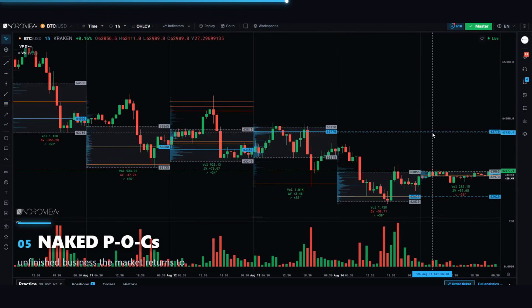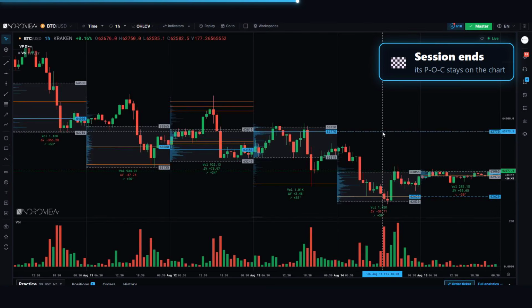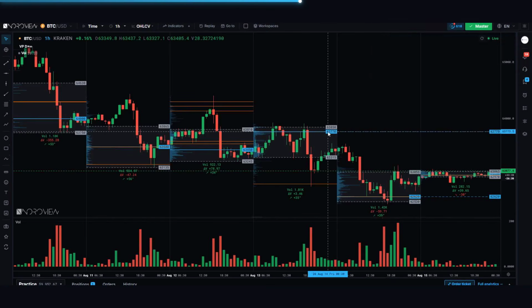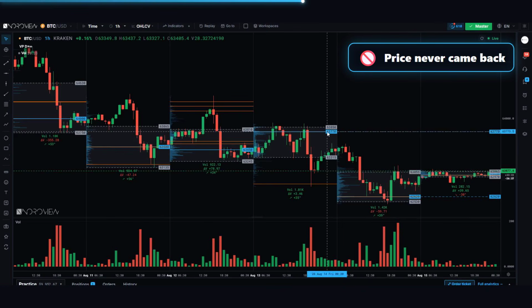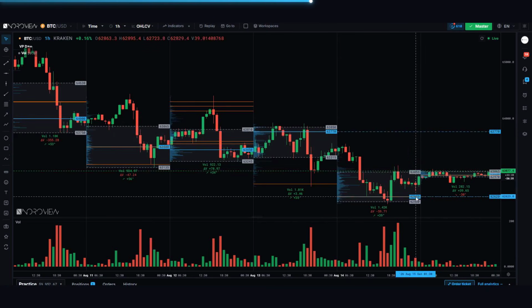Now here is the high value one, and it is my favorite thing in this indicator. Naked POCs. When a session ends, its point of control is left sitting there on the chart. If price never comes back and trades through that level, it is naked, unfinished business. A price the market agreed on and then walked away from. And markets have a habit of coming back to tag them.